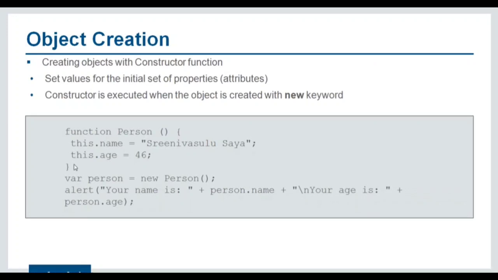Once your constructor is ready, your object doesn't get created unless this constructor, or this special function, is called. And to call this special function, you have to use an operator called new. So new and then the name of the function. If you just call this function, it will not create an object. You have to use the keyword new for it.